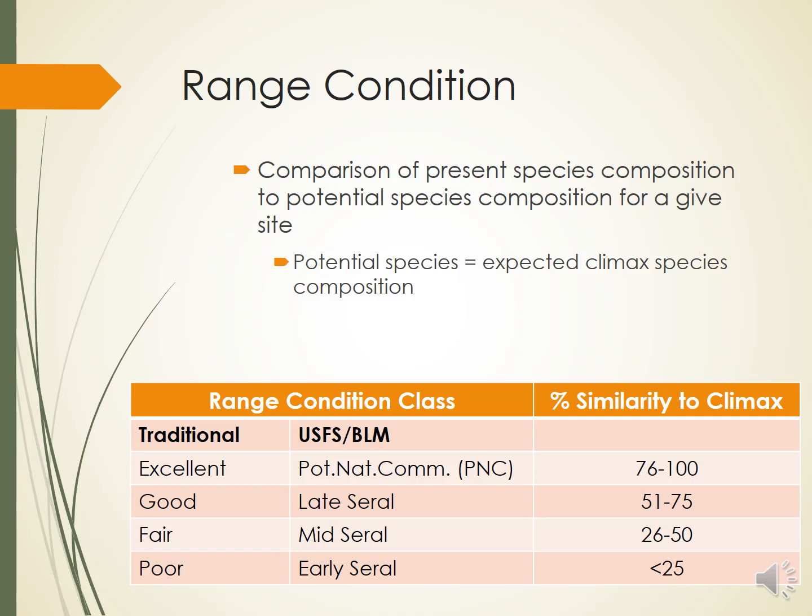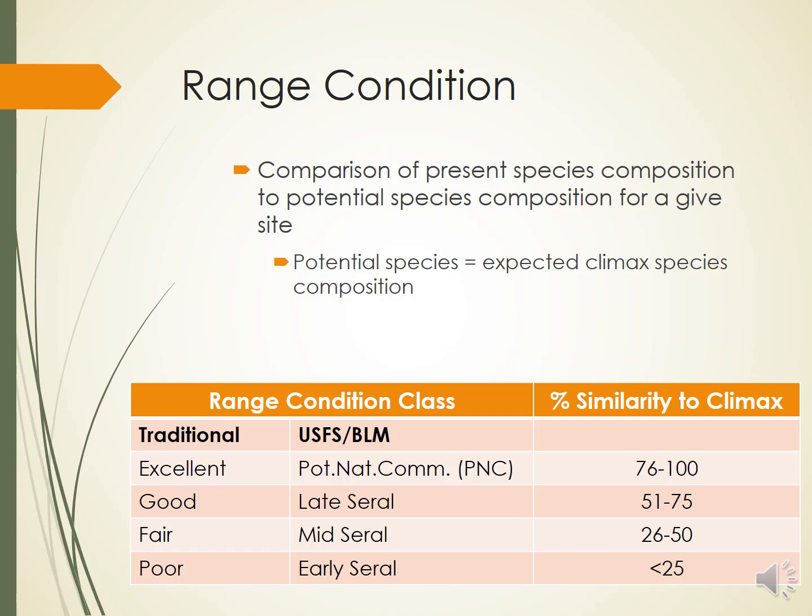Using more up-to-date, probably more helpful terminology, those categories correspond to the potential natural community, or PNC, late seral stage, mid seral, and early seral. So I'm presenting the old terminology here as well because you will still see it used sometimes, but we're going to talk a little bit more about why the newer terminology is preferable in some later slides. So the way that we break this down on range condition is by collecting data on the present community's similarity to what the plant species composition would be at climax.